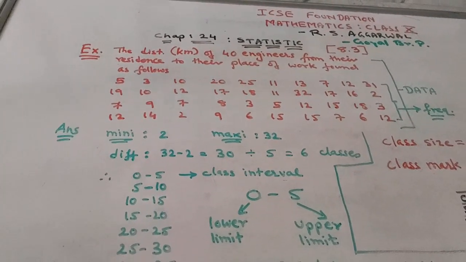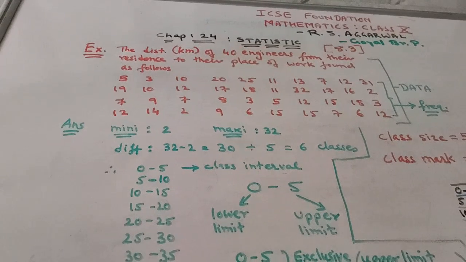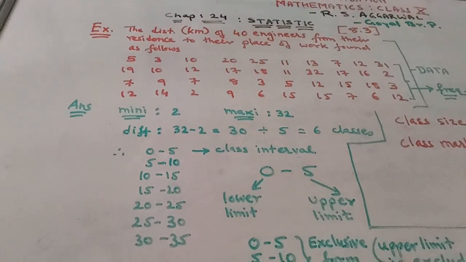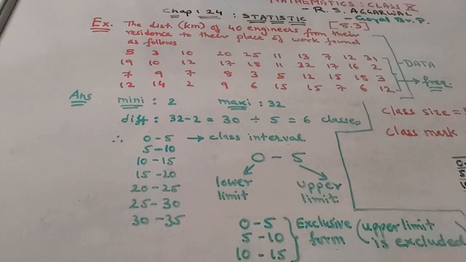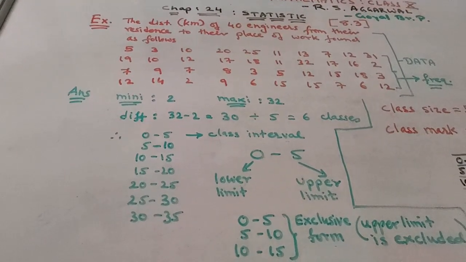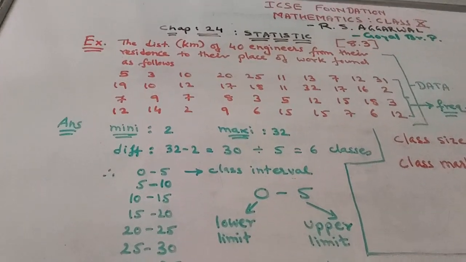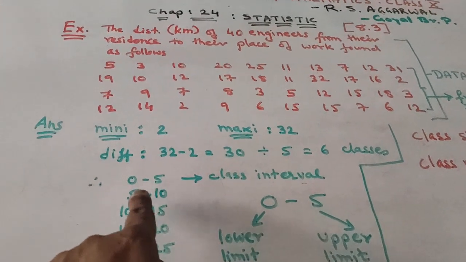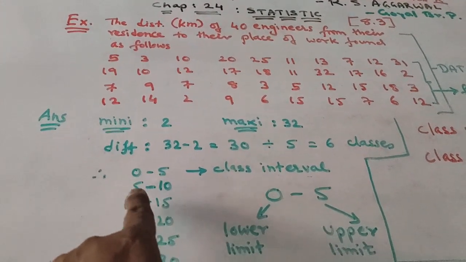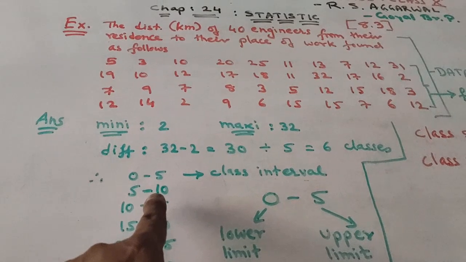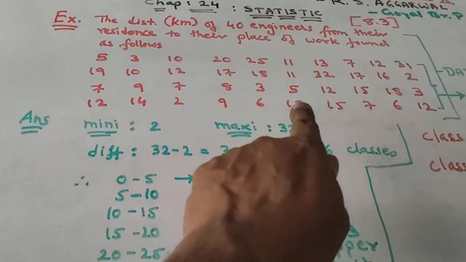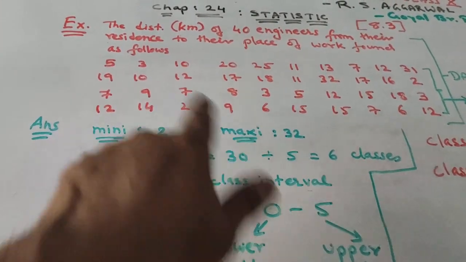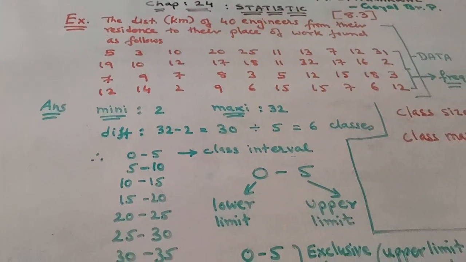And if I want to have classes, then if I divide by 5, I will get nearly 6 classes. So I will take 0 to 5 as a class interval, then 5 to 10, 10 to 15, 15 to 20, 20 to 25, 25 to 30, 30 to 35. The minimum value, which is 2, is going to be grouped in 0 to 5. In 5 to 10 you will have 7, 8, like that. From 10 to 15 you will have 12, 11, then here 12. All these things will be there in the groups.